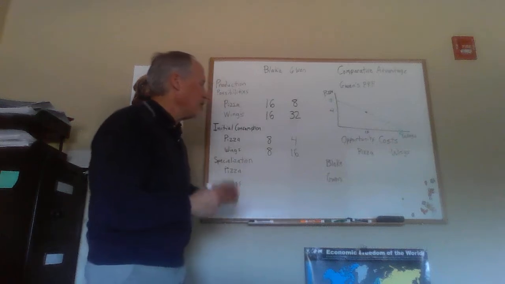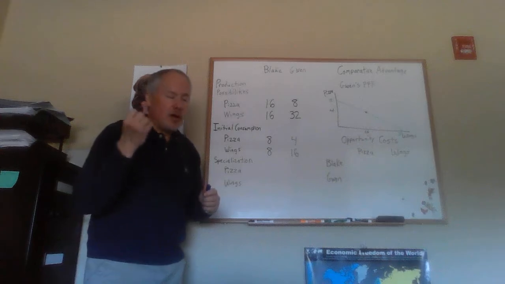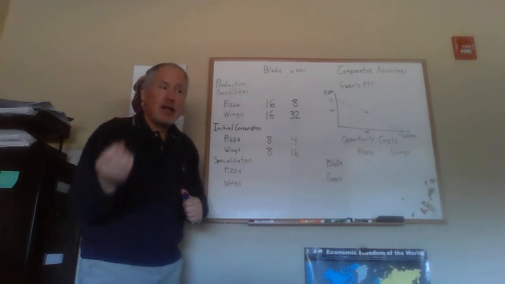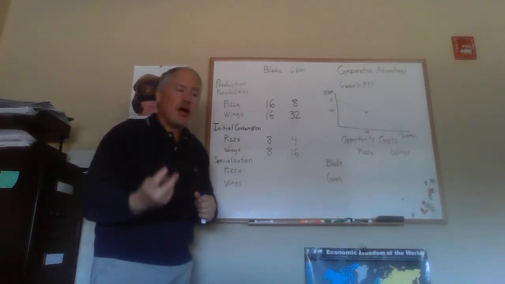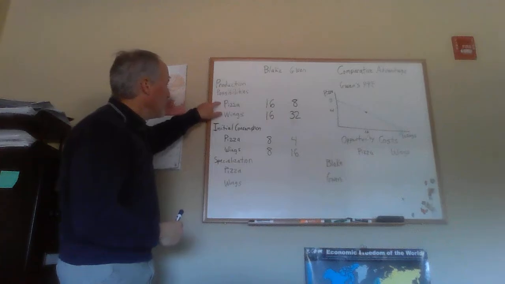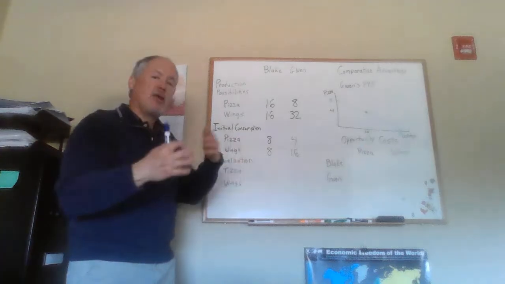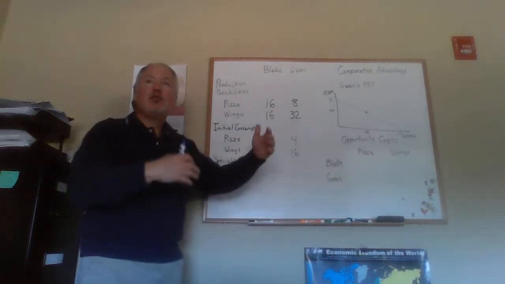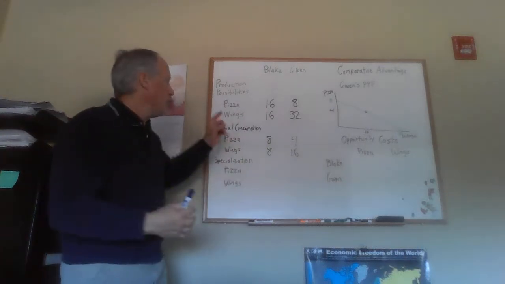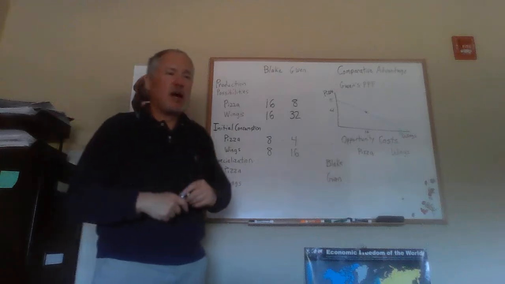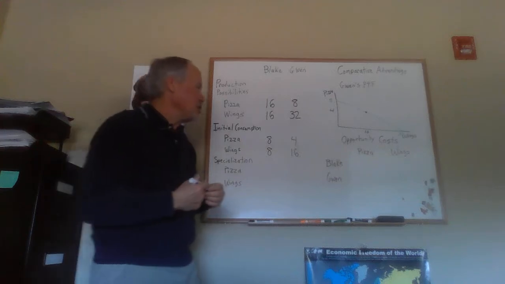To do that, we have to look at the opportunity cost. The definition of opportunity cost is the highest valued alternative foregone when you choose to do something. In a two-good economy, the opportunity cost of pizza is wings, because the time and resources you spend making pizza could have been used to make wings instead. So the opportunity cost of producing pizza has to be expressed in terms of wings.